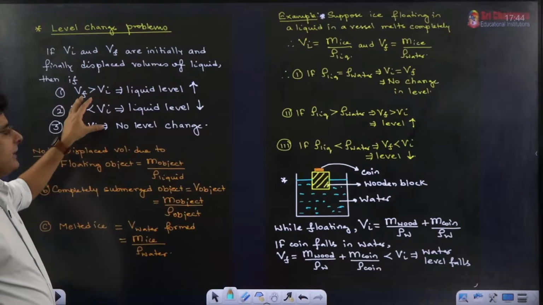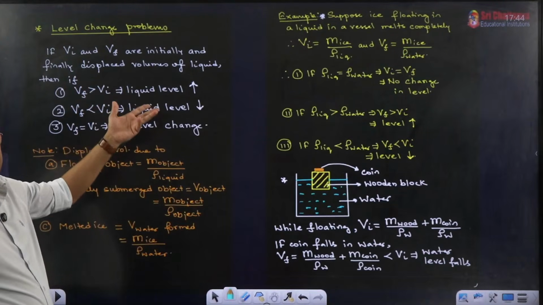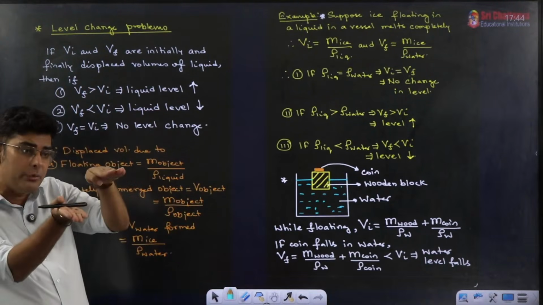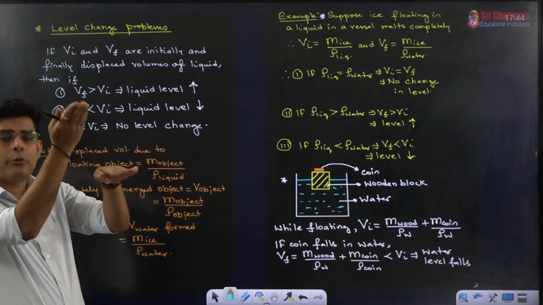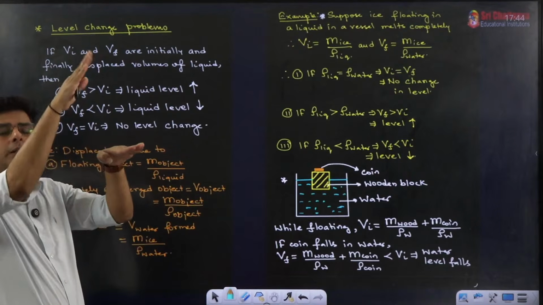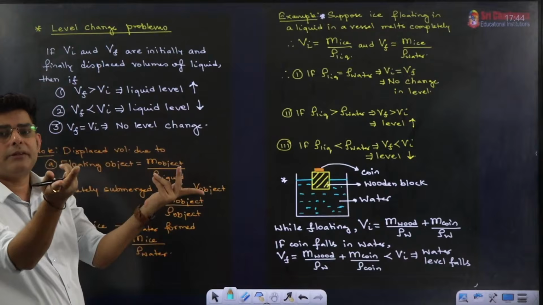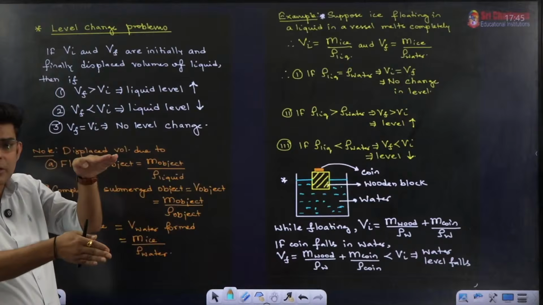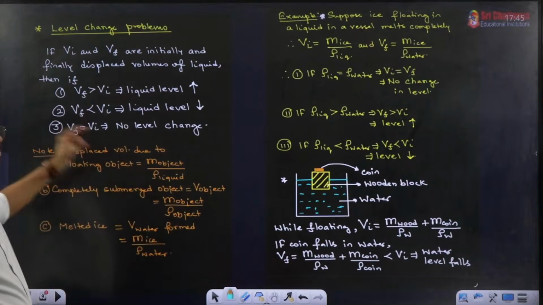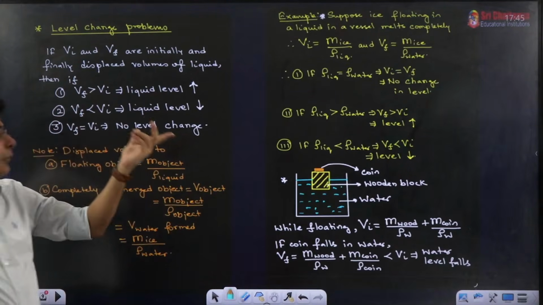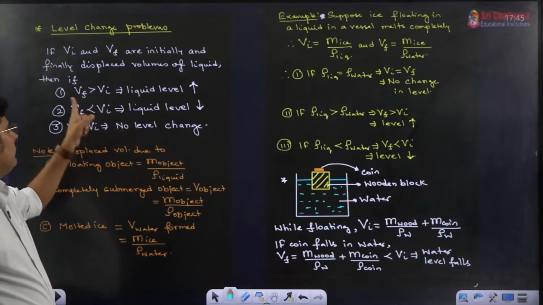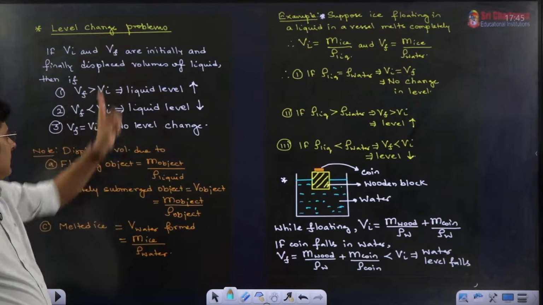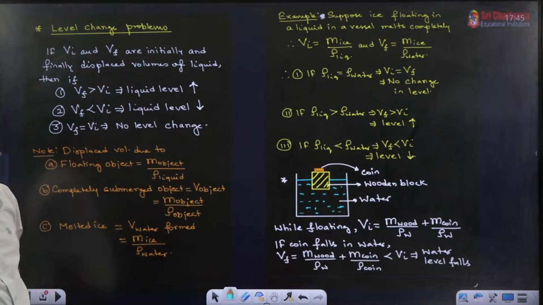Now suppose the final displaced volume of the liquid is more than the initial displaced volume, meaning later the object is displacing more. So where will the liquid particles go? They will go up, so the level will rise. If the final displaced volume is less, the liquid particles will now come down, so the level will fall. Vf less than Vi, liquid level falls down. Vf more than Vi, liquid level rises up. If Vf and Vi are the same, there is no level change.